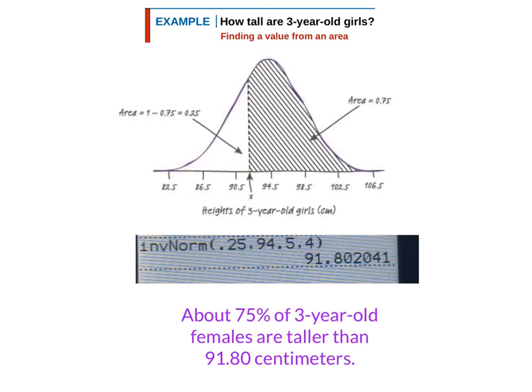So when we input that data, right, second vars invNorm, 0.25, which is the area because it's to the left of that value x, 94.5 is the mean, 4 is the standard deviation, and then we get an answer of 91.8. So that is that x value there. So we can say that about 75% of 3-year-old females are taller than 91.8 centimeters, which is that value that we solved for.